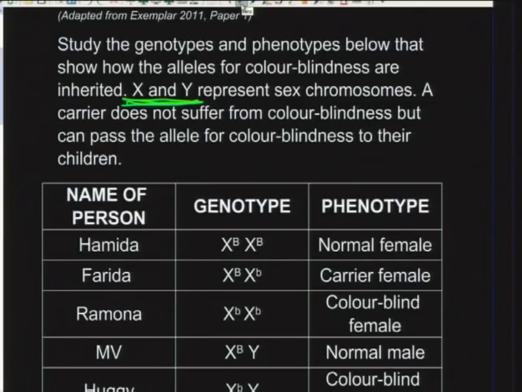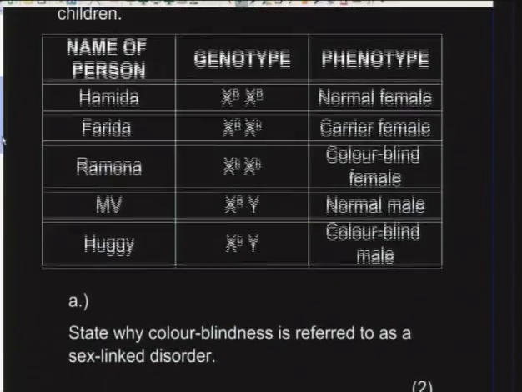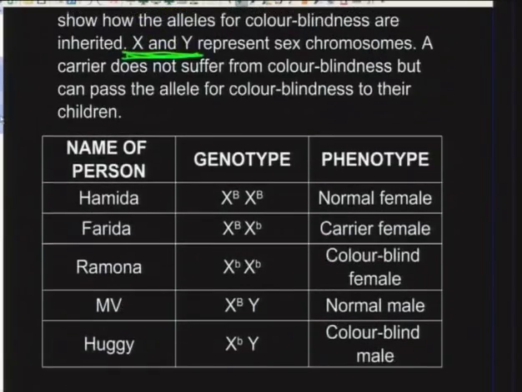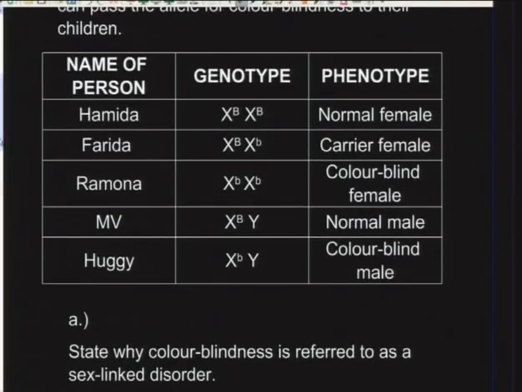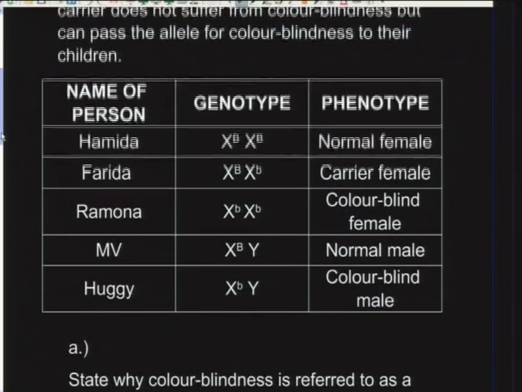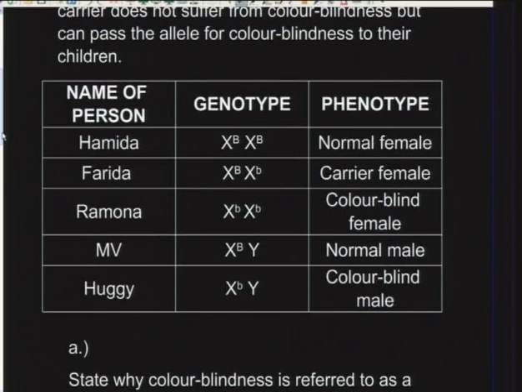But here they've given it to you. So they've given you the genotypes, and I'm sure some of my friends, if they're watching, are going to be smiling because I used their names here in this question. So Hamida here is XB XB, a normal female. Farida, on the other hand, is XB Xb. She's a carrier female for color blindness. Ramona, Xb Xb, is a color blind female.